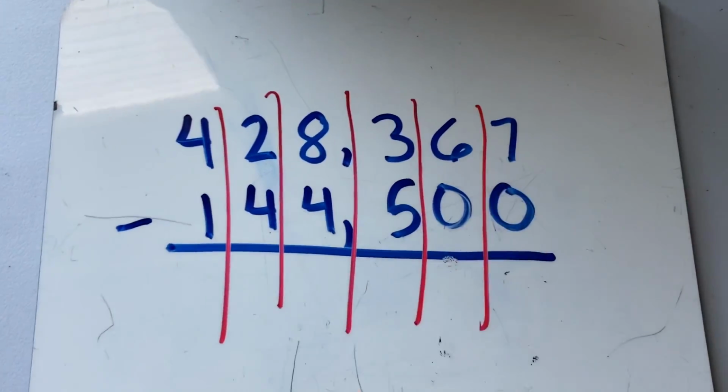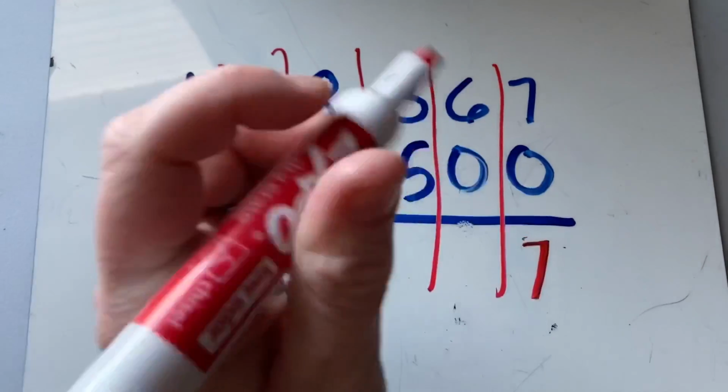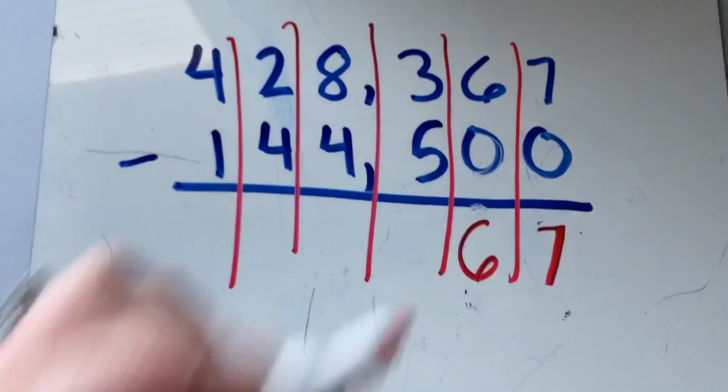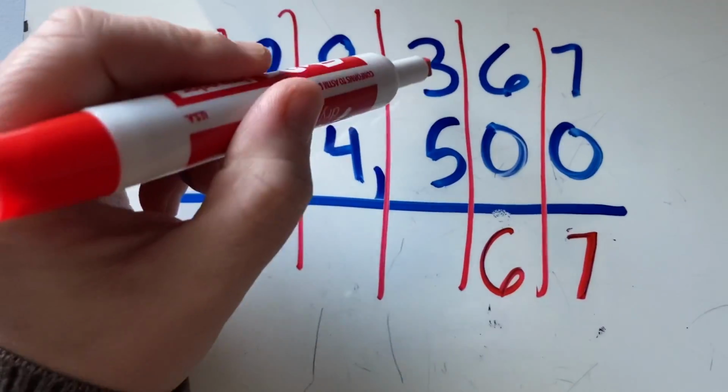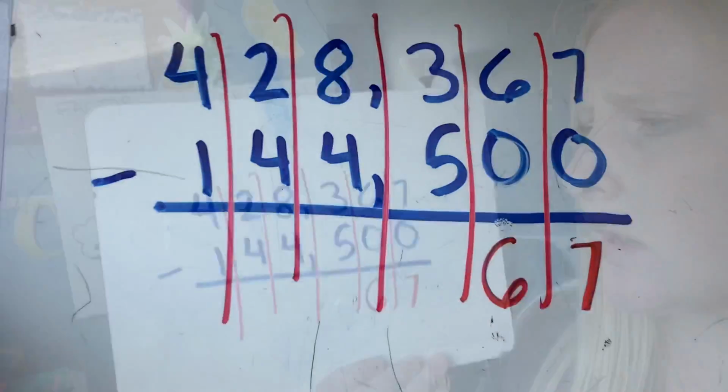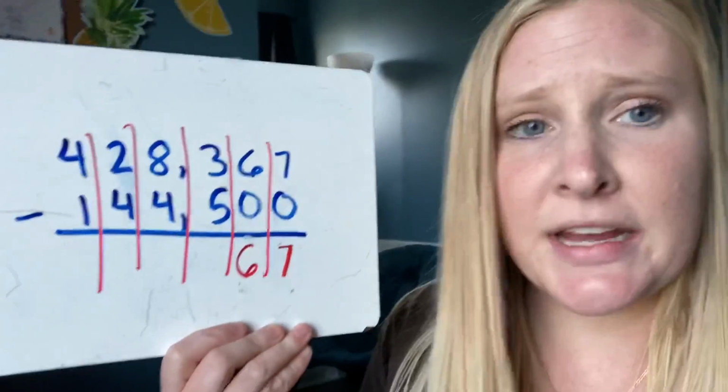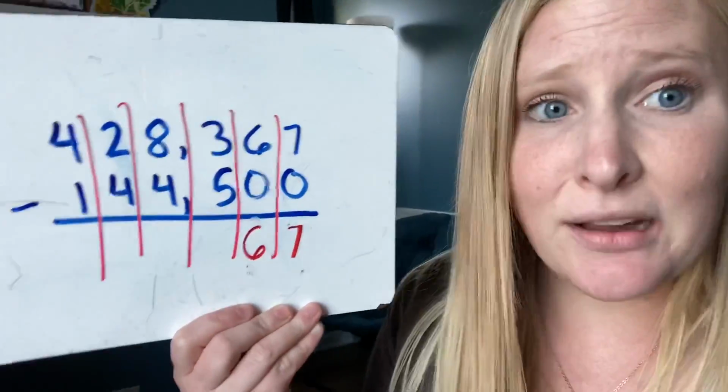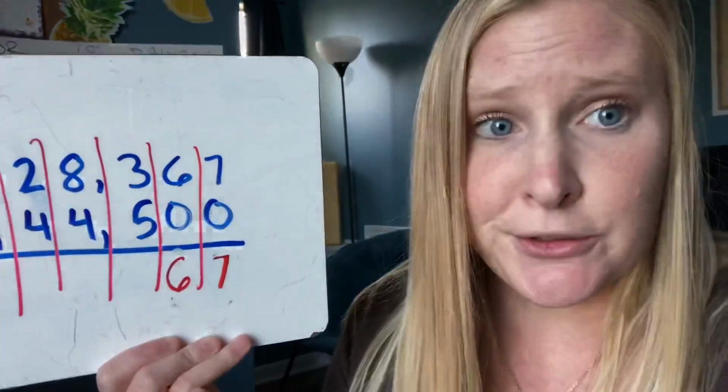Always begin with my ones column. 7 minus 0 is 7. 6 minus 0 is 6. But then I notice something. I can't subtract 3 minus 5. Why is that? I noticed that 3 is on top of 5 and 3 is smaller than 5. So what am I going to do?